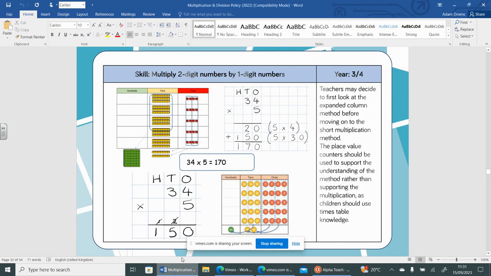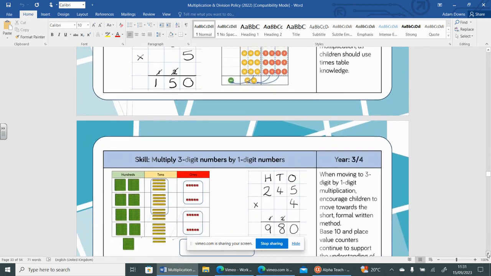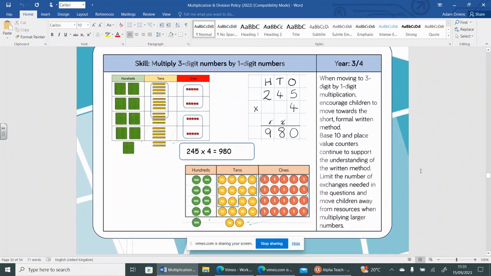Now, that method that we've just gone through stays largely the same as they move throughout the school. So that's in year 3 and year 4. As we progress, when we're multiplying 3-digit numbers by 1-digit numbers, we've got similar ways in which we can show that calculation. Again, we can use base 10 in this sort of frame to help them understand how it works, or we can use place value counters. I'll just show you how this one down here works. So we've got 245. That's what they've done on the top row. We've got 5 1s, we've got 4 10s for 40, and we've got 2 100s for 200.